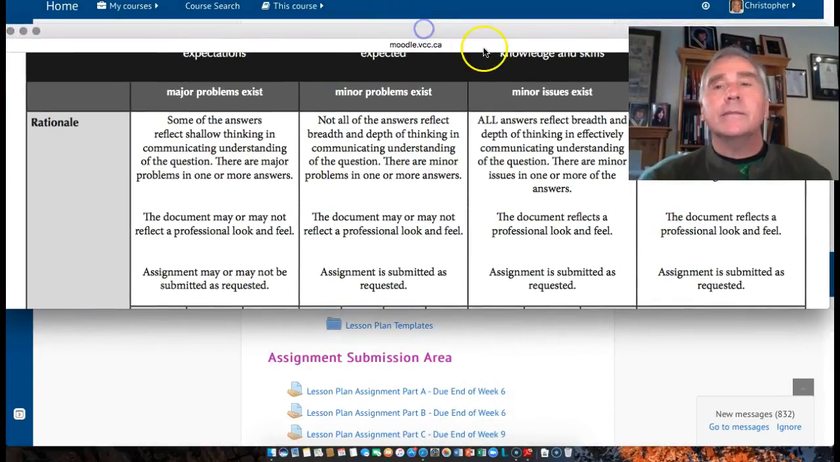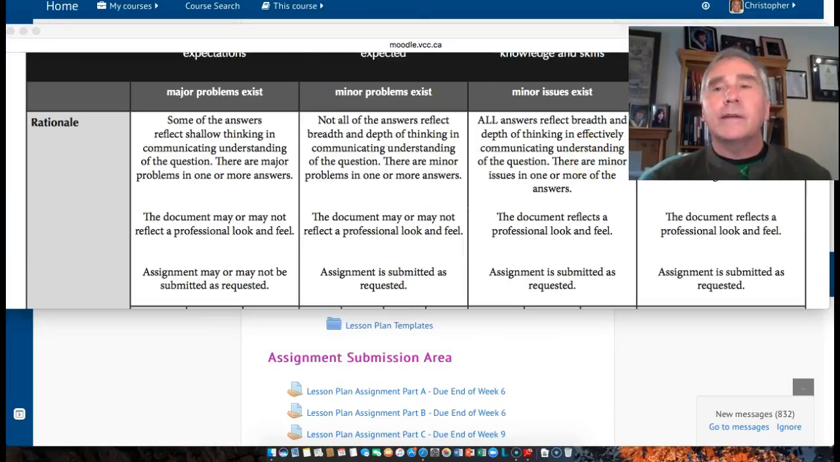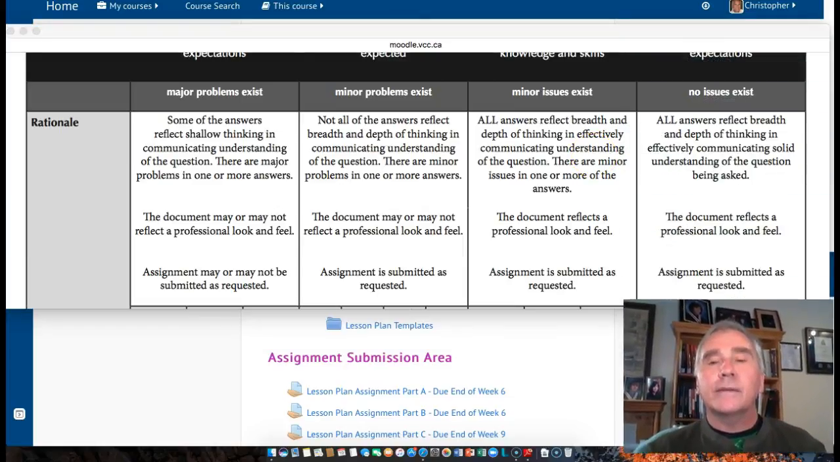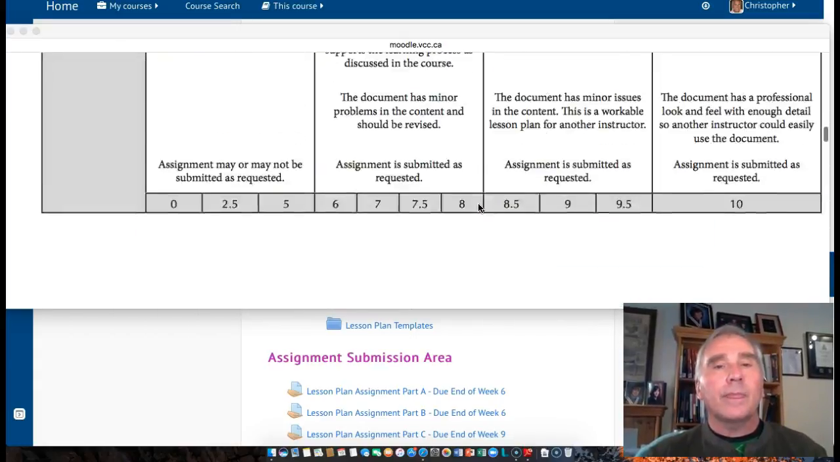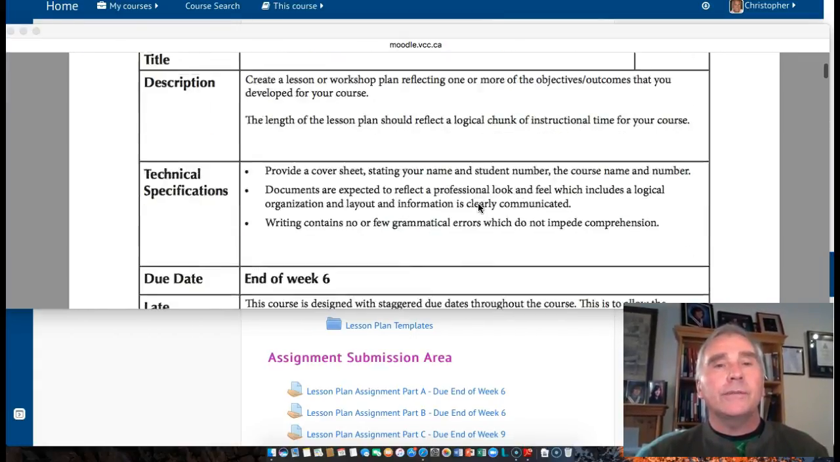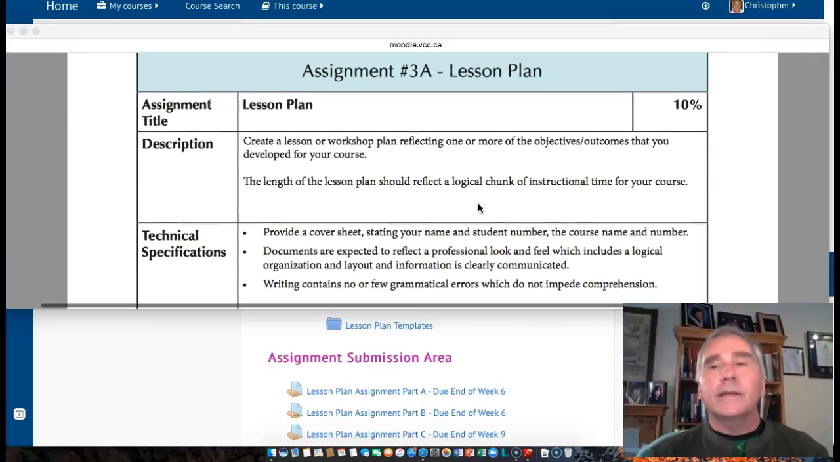Okay, everybody can see that all right? Okay, so here's the assignment. 2 parts. Lesson plan, 10%. That's the first thing to remember.